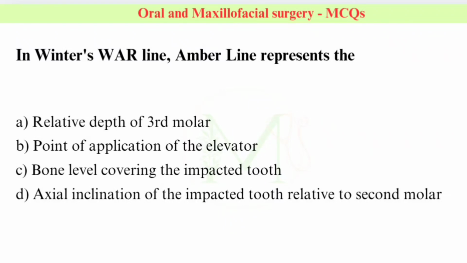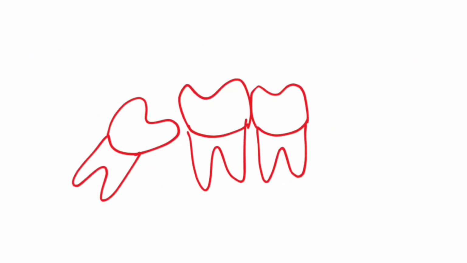So in the question they are mentioning the WAR line. Basically the WAR line was given by George Winter in order to assess the difficulty level in extracting your mandibular third molar. WAR stands for white, amber and red line. So let's see what is the significance of these three lines.